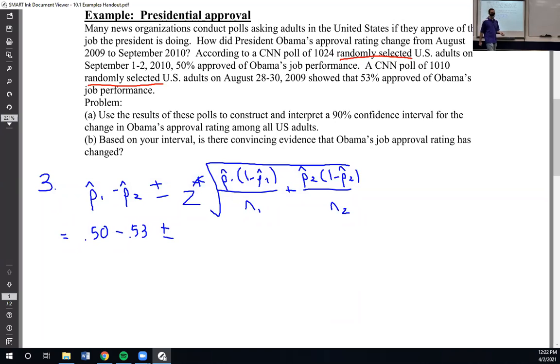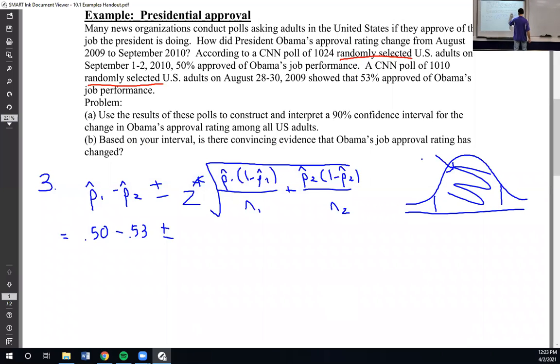If you don't know what it is, then you would do inverse norm. And then since it's 90%, we want that 90% in the middle. Just a reminder, because we haven't done this in a little bit. That means this middle needs to be 0.9, which means there's 5% on each tail. So our percentile that we actually want would be the 95th percentile: the 90% in the middle plus 5% on the left tail. So we'd go inverse norm 0.95. It would give us 1.645.